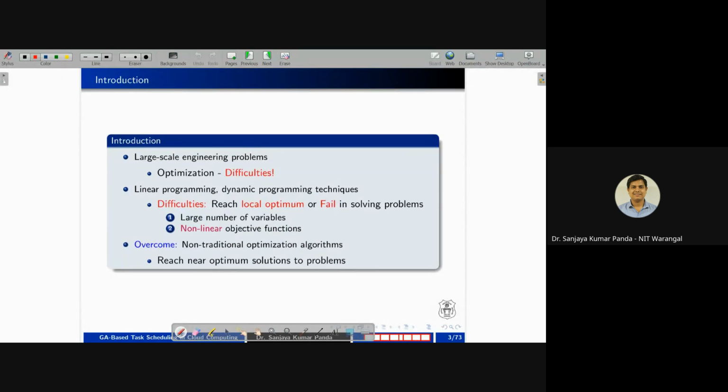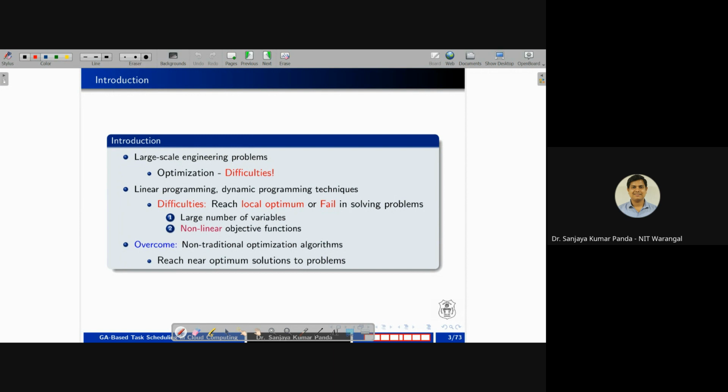The objective functions that are used in such types of problems are generally linear in nature, right? But when you go for real life problems, you can find the objective function is non-linear in nature. So there is a difference between the linear objective function and the non-linear objective function. I'll tell you in a subsequent slide. But mostly the problems which we solve using traditional techniques have linear objective functions. If you solve any problem using the traditional techniques, we can reach a local optimum, but it is difficult to reach the global optimum. And sometimes our problem fails. Sometimes it does not reach the solution, or the convergence rate is very slow.